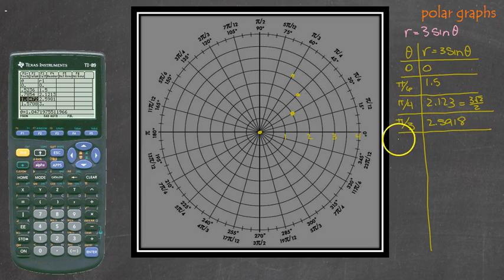Let's go to our next common angle, pi over 2. I think this one might be easy because the sine of pi over 2 is 1 times 3 is 3. Oh, that one was easy. So let's take it right over here to 3. And if I were to connect these, they would make that half of the circle.